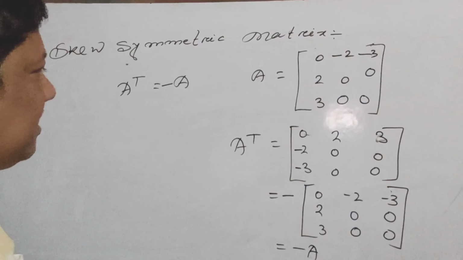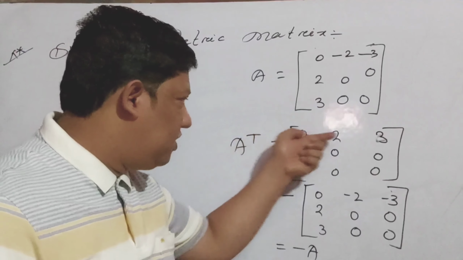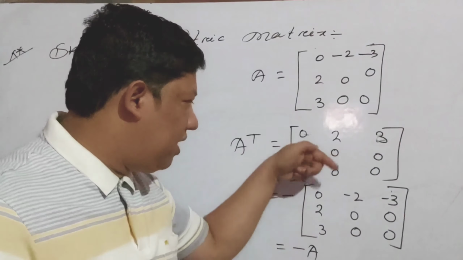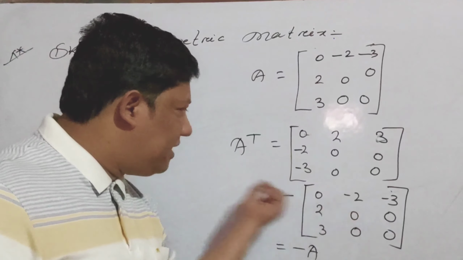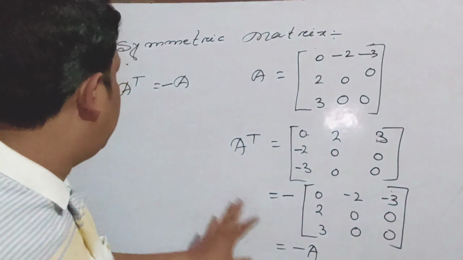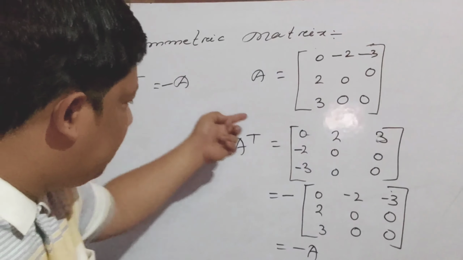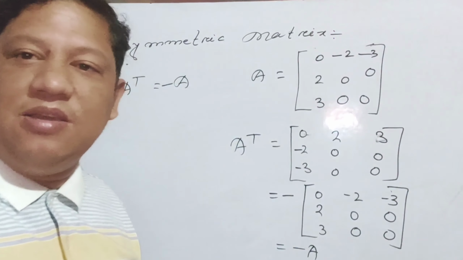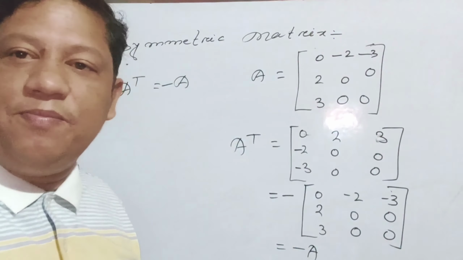Because in this case what I have done is this row comes as a column, this row again as a column, this row again as a column. And if I take the common minus from this side, then I get exactly A. So if a matrix has a transpose equal to minus A, that is why it is called a skew symmetric matrix. What is the difference between symmetric and skew symmetric? In the case of symmetric you get the same A, but in the case of a skew symmetric matrix you get minus A.